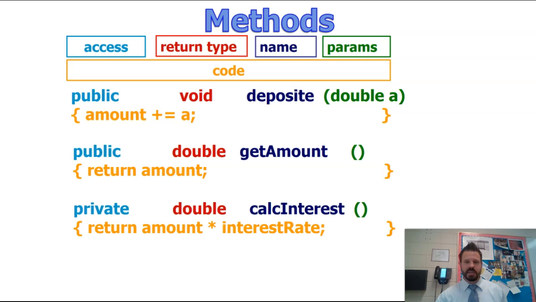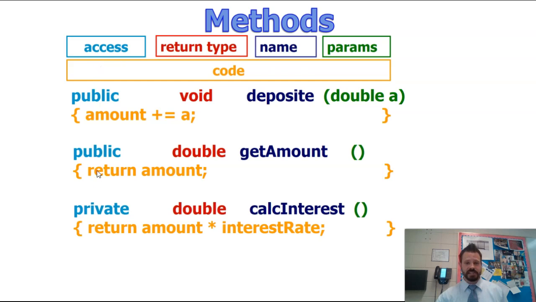So let's focus on the methods now. So I have up here 3 different methods from that bank account class: a deposit method, get amount method, calculate interest method. Now every method is going to have a signature. And that's going to be this different stuff: public, void, deposit, parameter list. All the stuff that gives the information about that method, how it's used, what it's used for, what kind of information we have to pass in. And there's going to be 4 different parts to that signature.